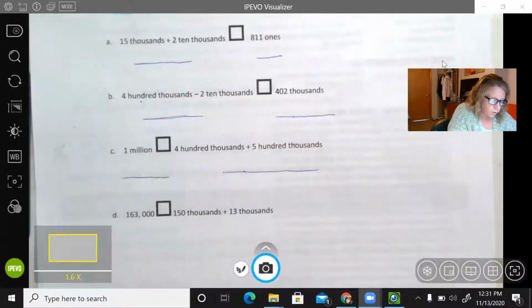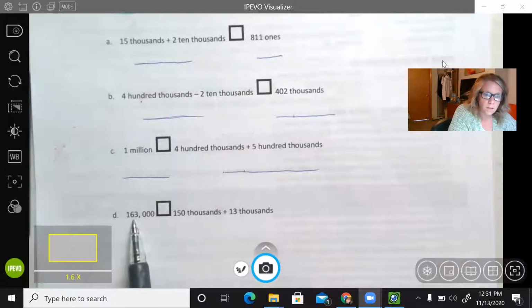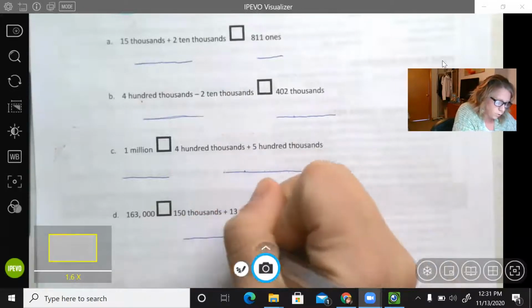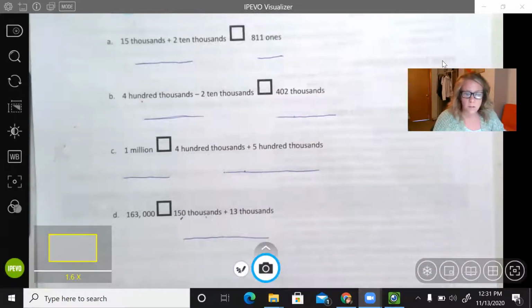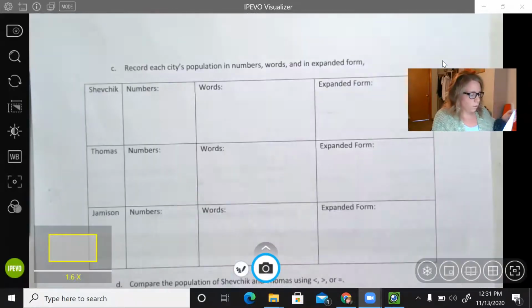For letter D, you don't need to rewrite 163,000 because it's right there already in standard form. But I do want you to figure out what 150,000s plus 13,000s is and put that on the line before you compare. Going to page 2.